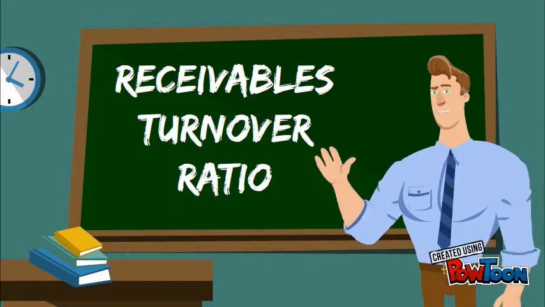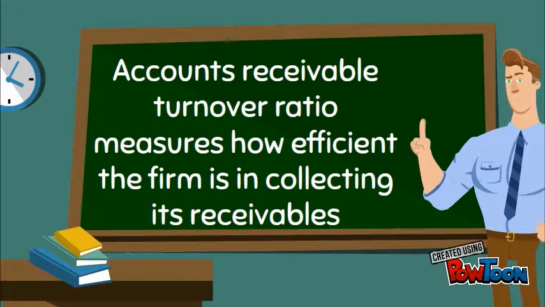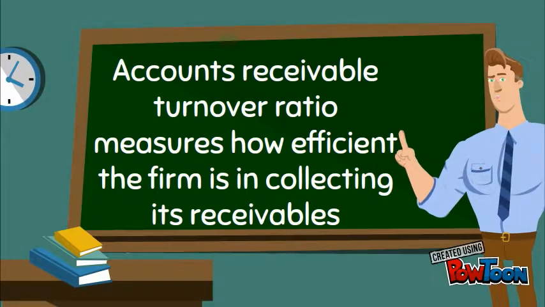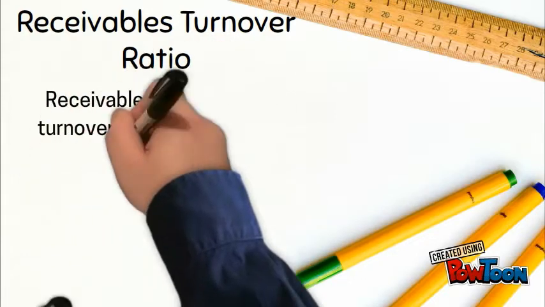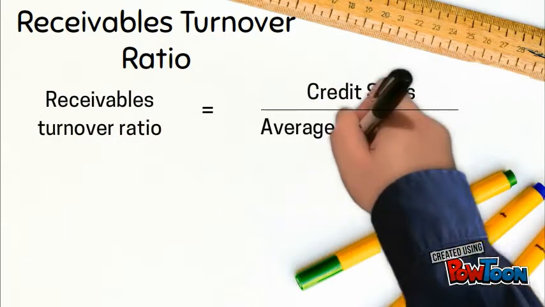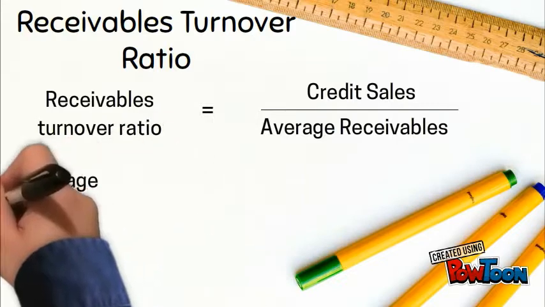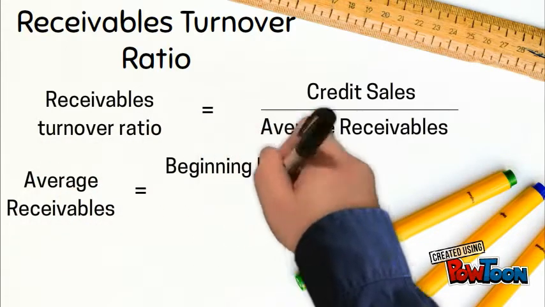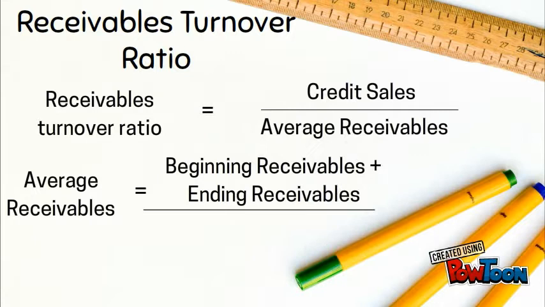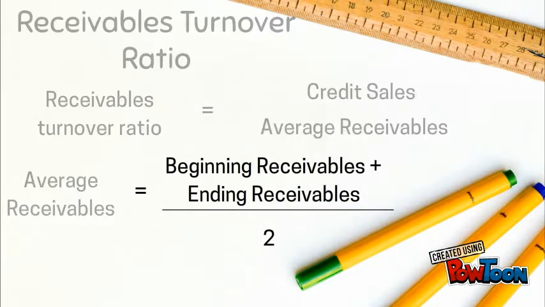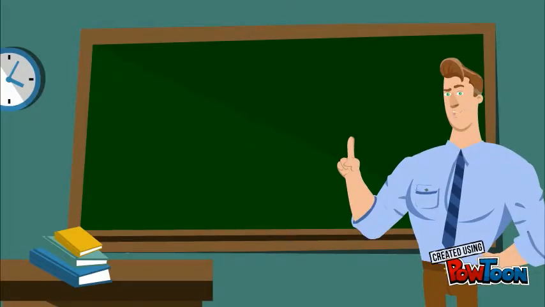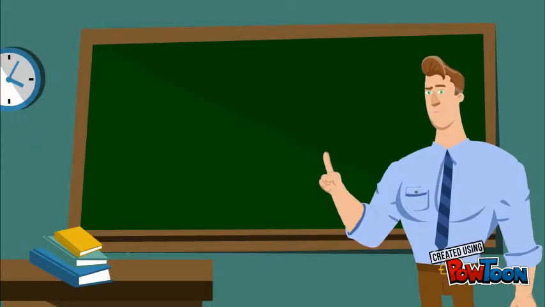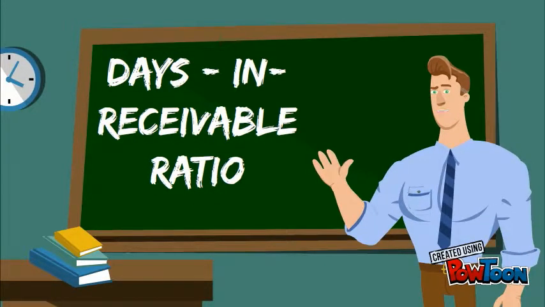Receivables turnover ratio. Accounts receivable turnover ratio measures how efficient the firm is at collecting its receivables. This ratio is calculated by dividing the company's credit sales by its average receivables. To calculate average receivables, you add the beginning receivables and the ending receivables and divide that by 2. Generally, companies would want this ratio to be high as it indicates that the company collects its receivables more frequently throughout the year. However, sometimes the receivables ratio is difficult to interpret, so it is converted into the days in receivables ratio.